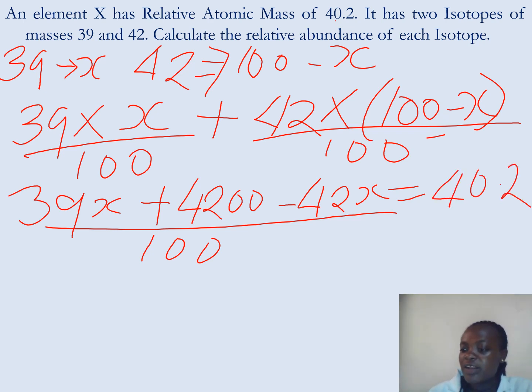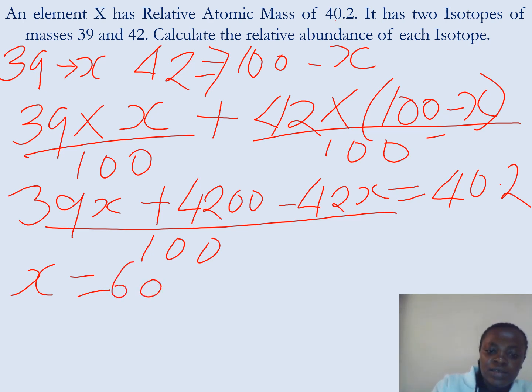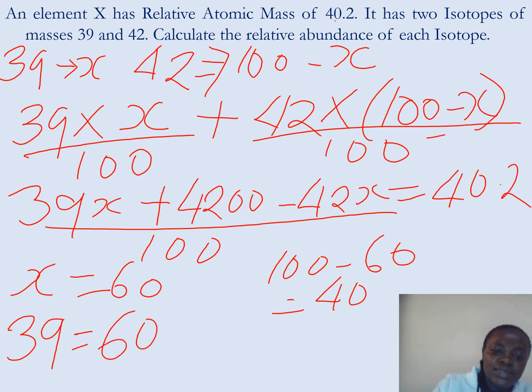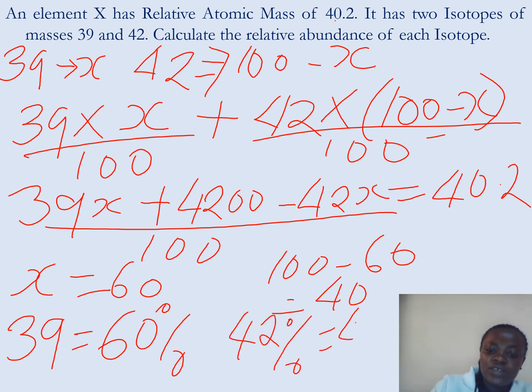So when we calculate the value of x here, we get that x is equal to 60. If x is 60, then 100 minus x will be 100 minus 60, which is 40. So the percentage abundance of the isotope with mass number 39 is 60%, and that with mass number 42 is 40%.